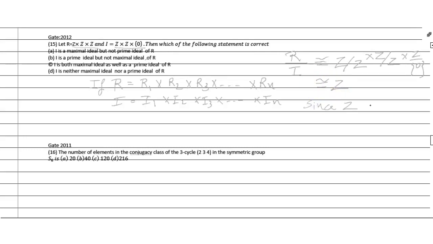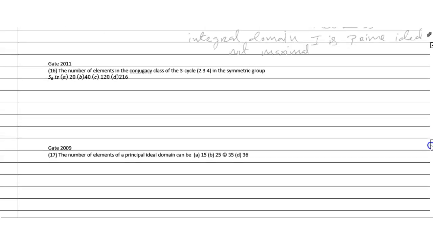So it is isomorphic to Z. Since Z is an integral domain, I is a prime ideal but not maximal. So friends, I is a prime ideal but not maximal. Option B is correct.